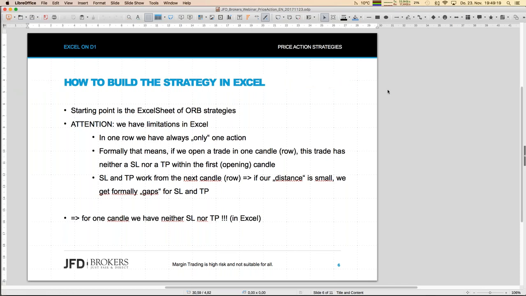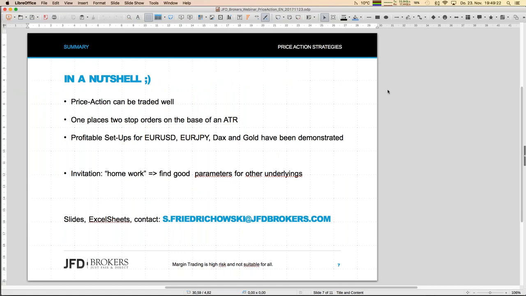Price action strategy, and in a nutshell, price action can be traded well by placing those orders before, and we place those orders on the base of an open of a candle, and we use an ATR for the base volatility. And we use then finally just a multiple of that ATR in order to place our buy stop and sell stop order. And what I have shown here is just four examples for four underlyings like euro, US dollar, euro, Japanese yen, DAX, and gold.